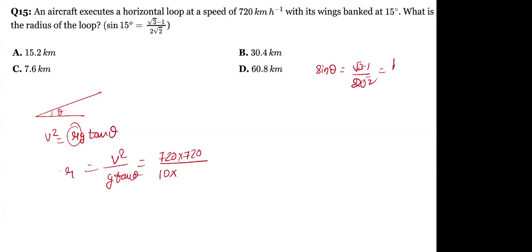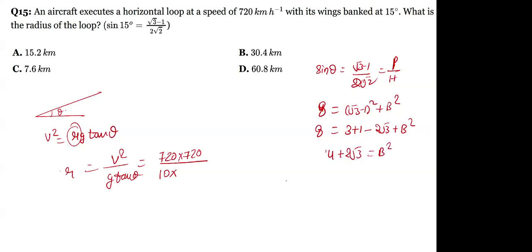It is the perpendicular upon hypotenuse. We know that hypotenuse square, which is 2 root 2 square, becomes 8, is equal to root 3 minus 1 whole square plus base square. So it is 8 equals root 3 minus 1 whole square, which will become 3 plus 1 minus 2 root 3, plus base square. So this will become 3 plus 1 is 4, 8 minus 4 is 4, plus 2 root 3, which is b square.